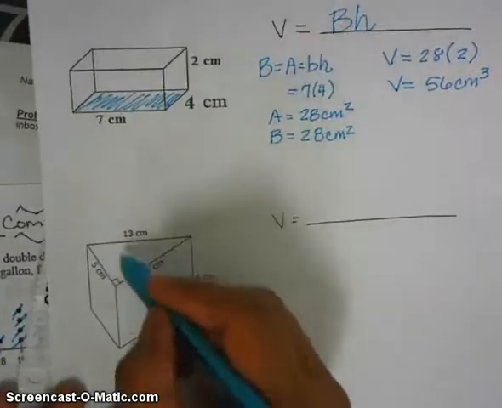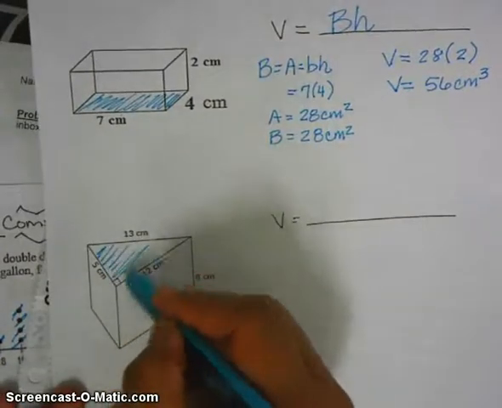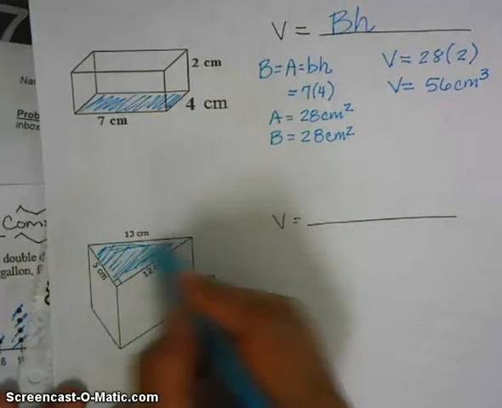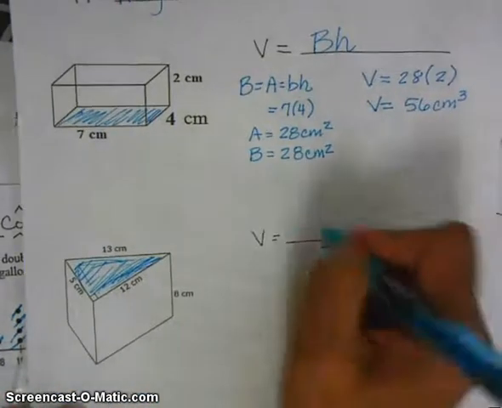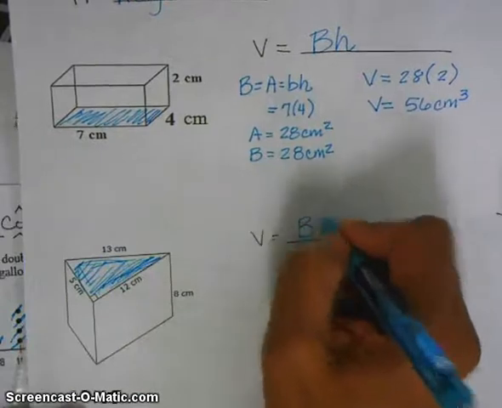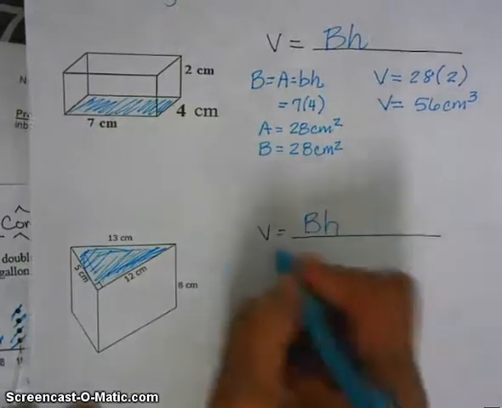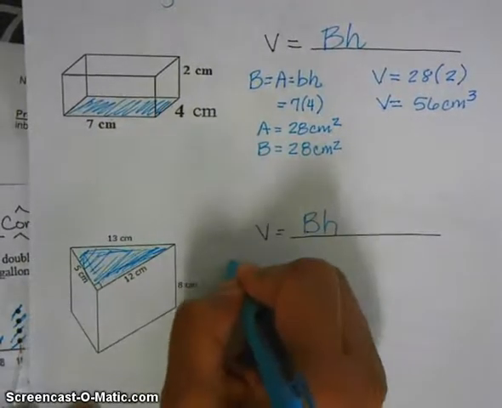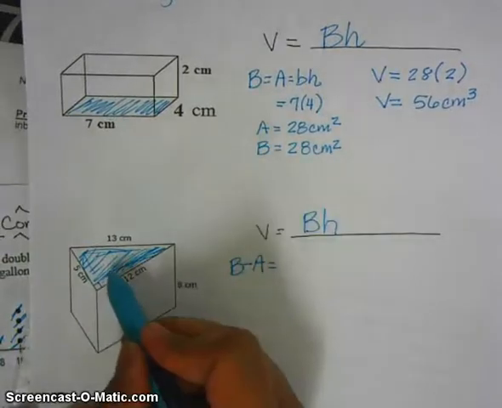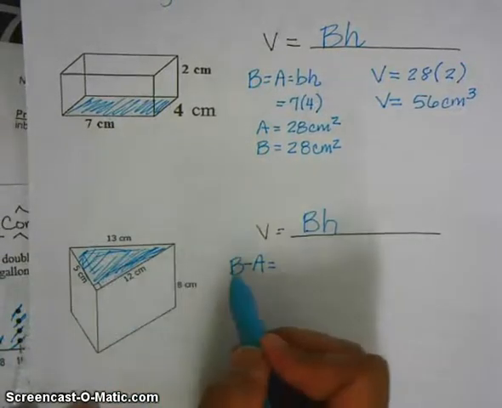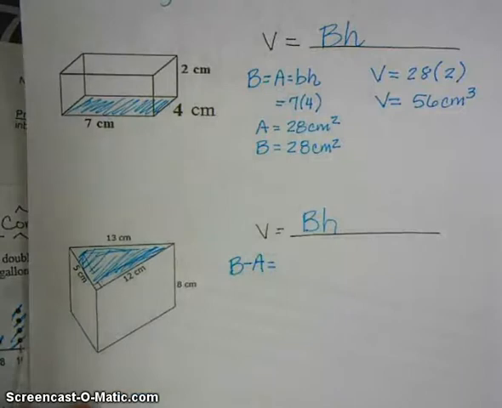Okay, so I'm going to shade my base. Since it is a triangular prism, it is this top triangle. My volume formula is the same, capital BH. I'm going to solve for capital B first. And remember, capital B is the area of the base. My base is a triangle, so you need to pause the video and go to your formula chart to get the area formula for a triangle.